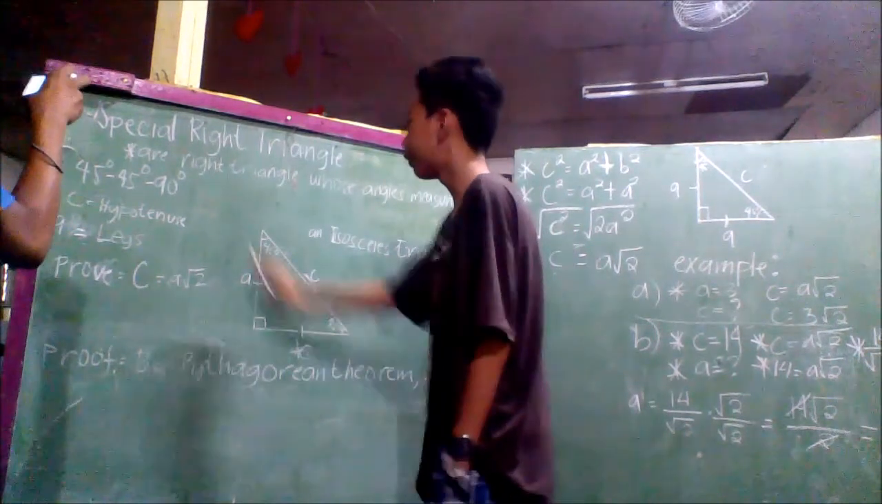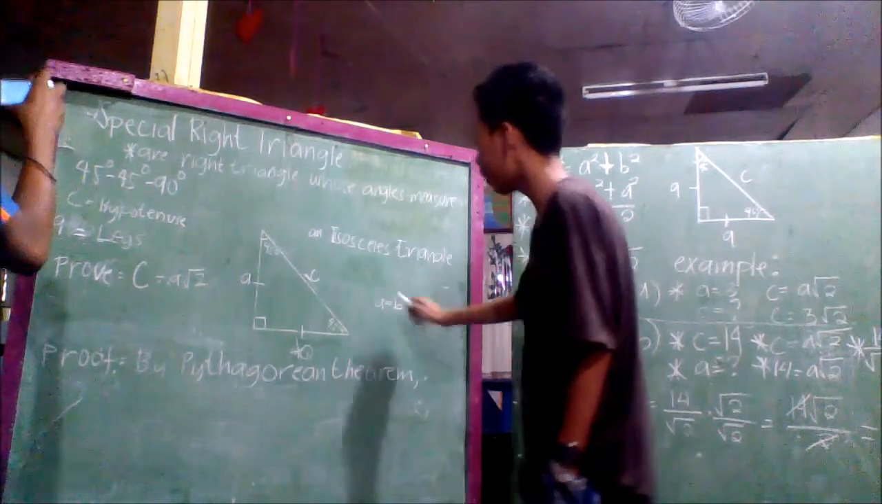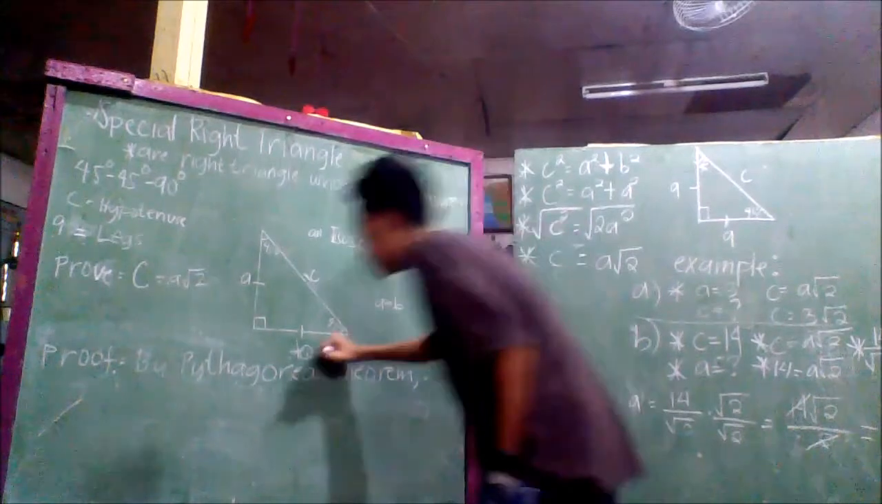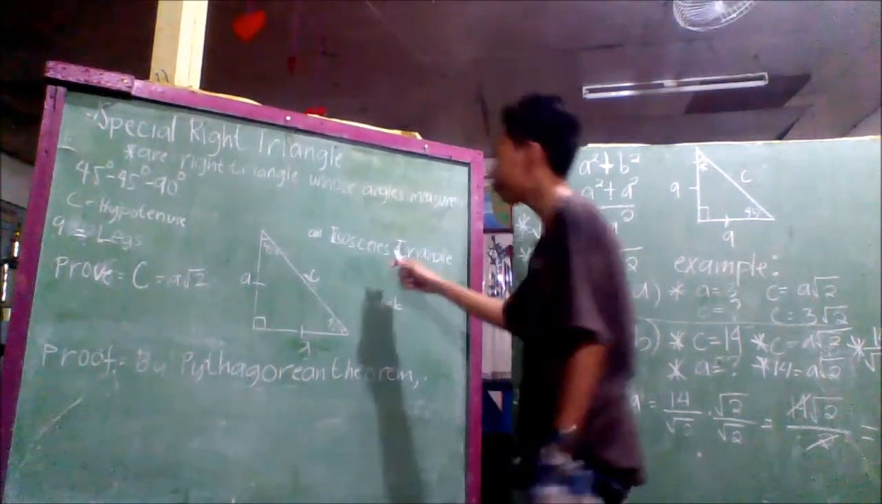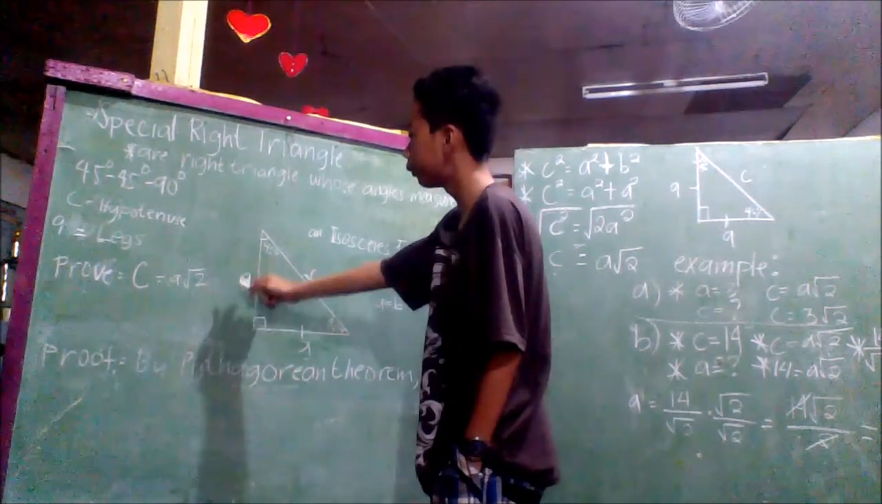A and B are the legs and C is the hypotenuse. Since A is equal to B, we will change this into A. The formula for an isosceles right triangle is C is equal to A square root of 2.